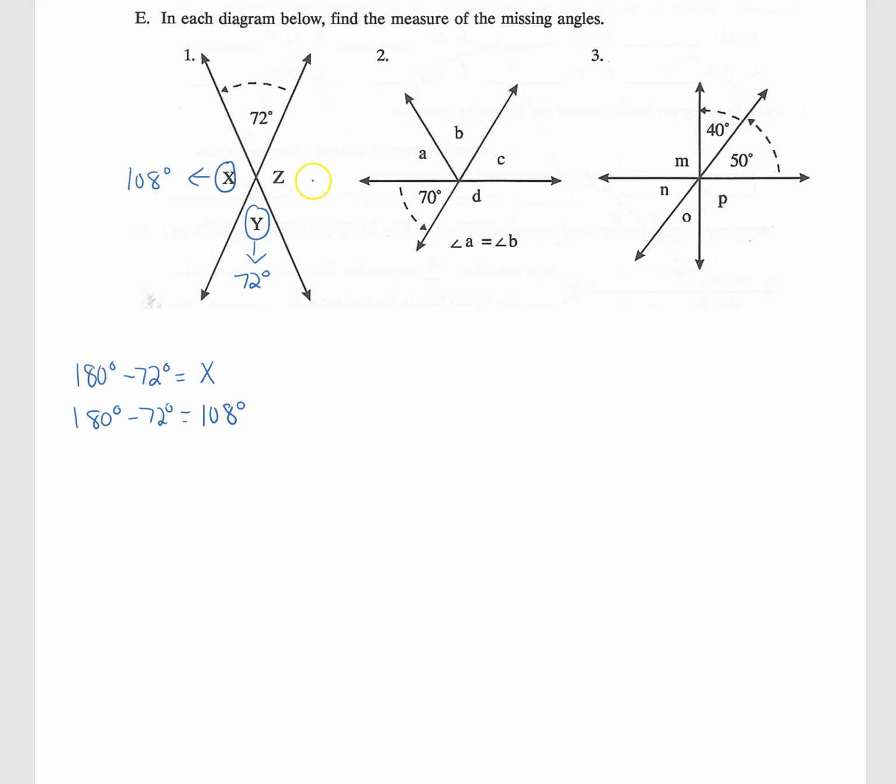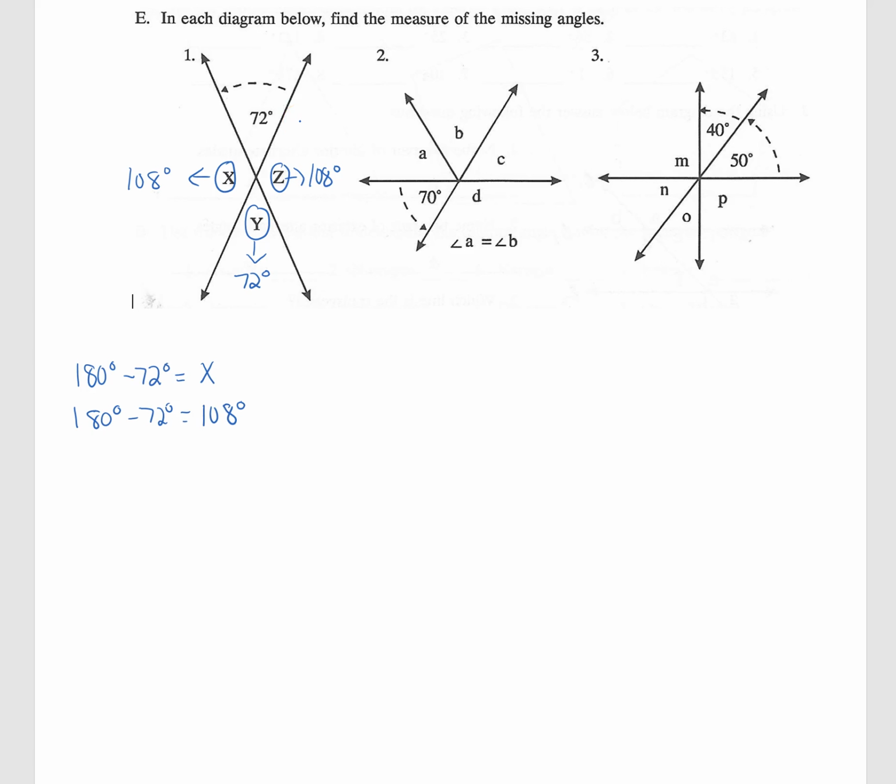And then going back to our opposite angles rule, we know that angle z has to have the same measure as angle x. So z is also 108 degrees. And that makes sense because z plus 72 has to also equal 180, and z plus y has to equal 180 to make these straight lines possible.